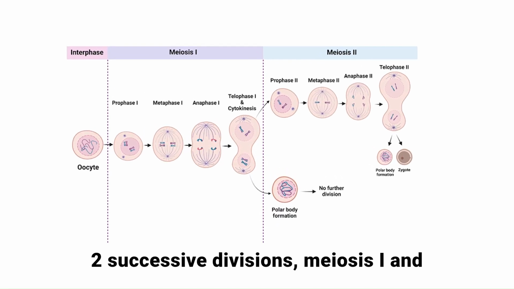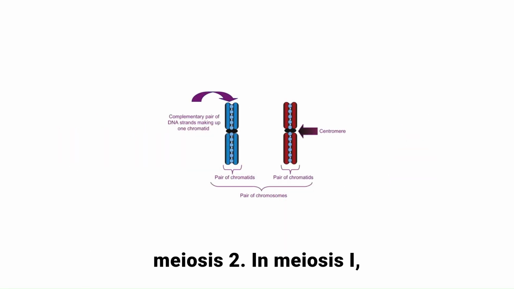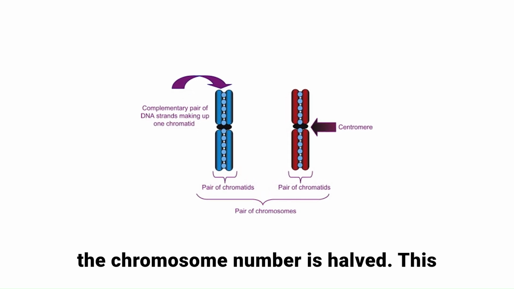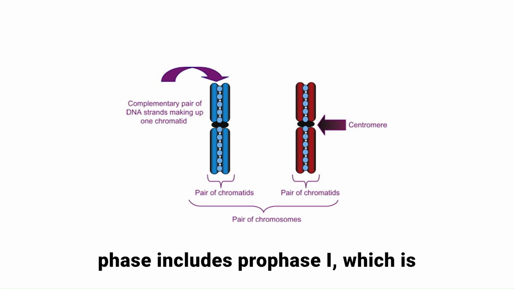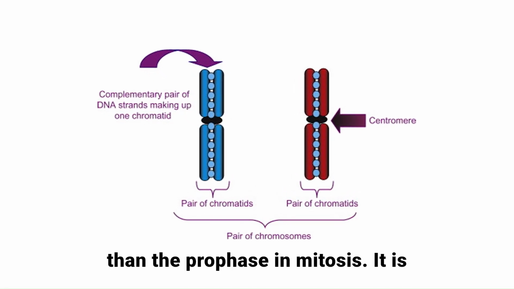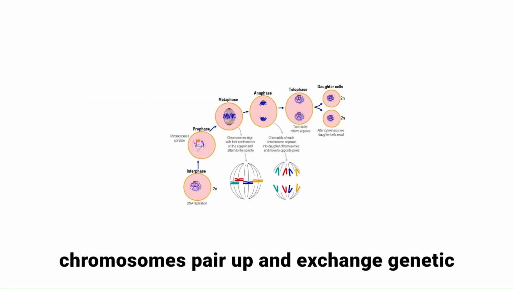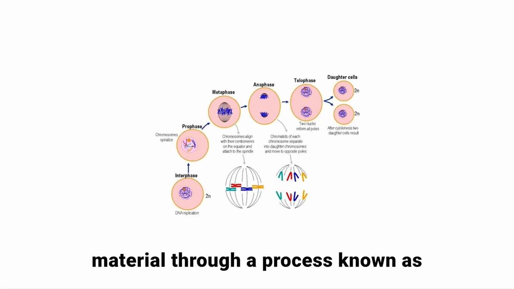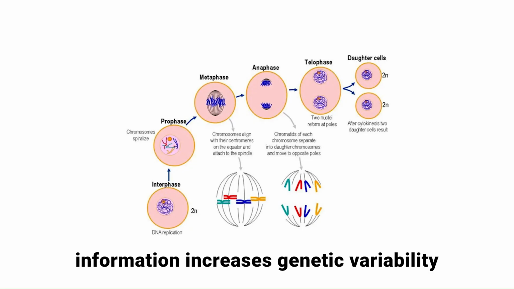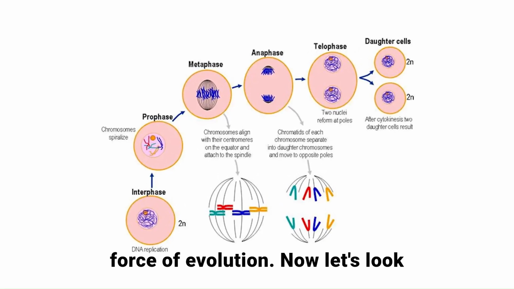Meiosis consists of two successive divisions, Meiosis I and Meiosis II. In Meiosis I, homologous chromosomes are separated, and the chromosome number is halved. This phase includes prophase I, which is significantly longer and more complex than the prophase in mitosis. It is during this stage that homologous chromosomes pair up and exchange genetic material through a process known as crossing over. This shuffling of genetic information increases genetic variability among offspring, which is a major driving force of evolution.